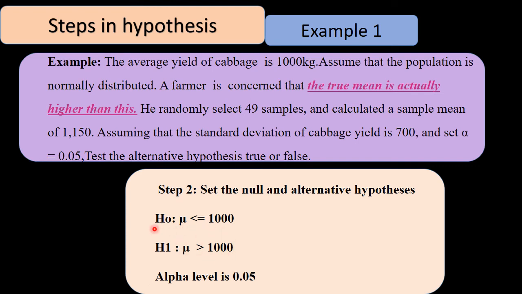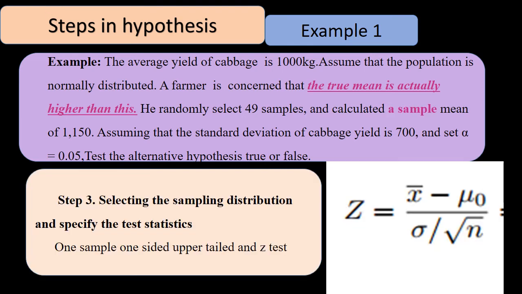Then we have to set the opposite of the alternative hypothesis for the null hypothesis: mu is less than or equal to 1000. Then the alpha level is 0.05. We are checking this at the alpha level of 0.05. That is step 2.